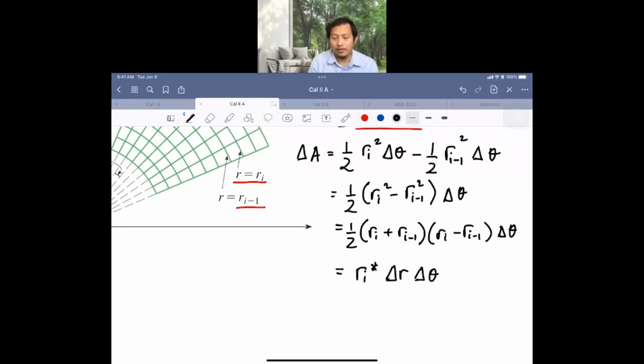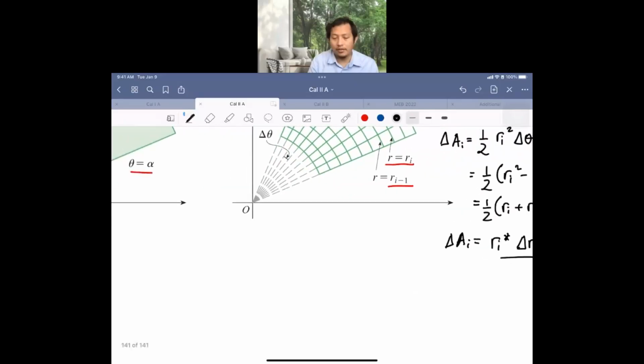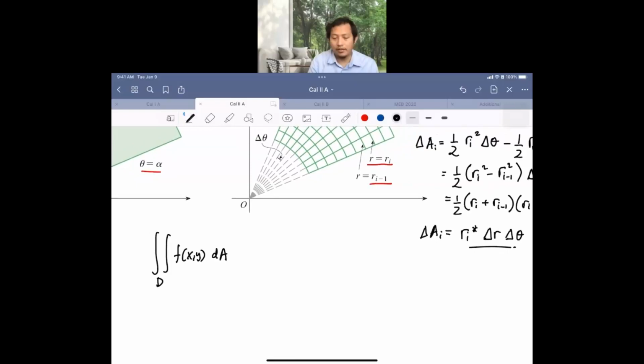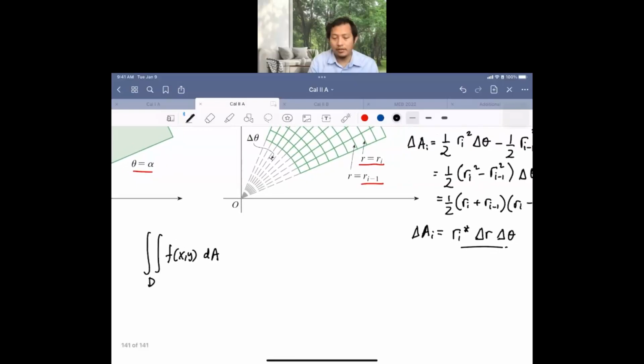Okay, now from this equation, this is just the delta A, or we could say the delta A_i, because it's the small one and not the total area. So if we are going to look at our double integral of f(x, y) dA, what we could do now is convert the functions into polar. So we can change the x and y into r cos theta and r sin theta.